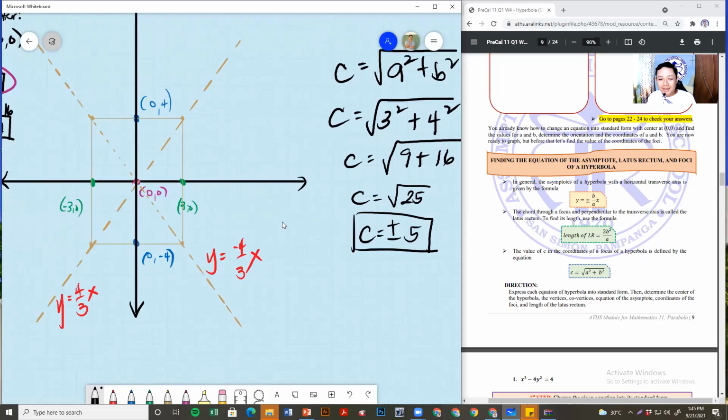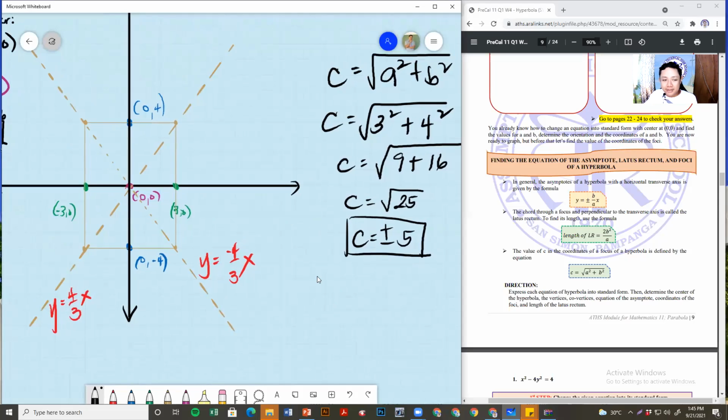So what we will do next from C is to count. That becomes your foci. So we need to count 5 steps from the origin. So let me use FURFOL. 5 steps from the origin or from the center. 1, 2, 3, 4, 5. That's your focus. And then negative 5. 1, 2, 3, 4, 5. That's your another focus. Okay?